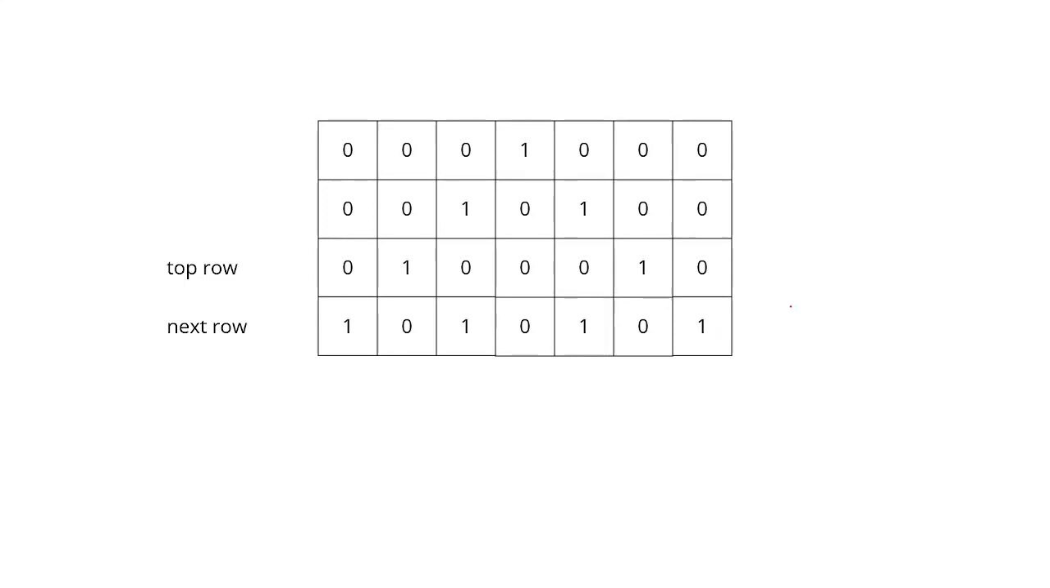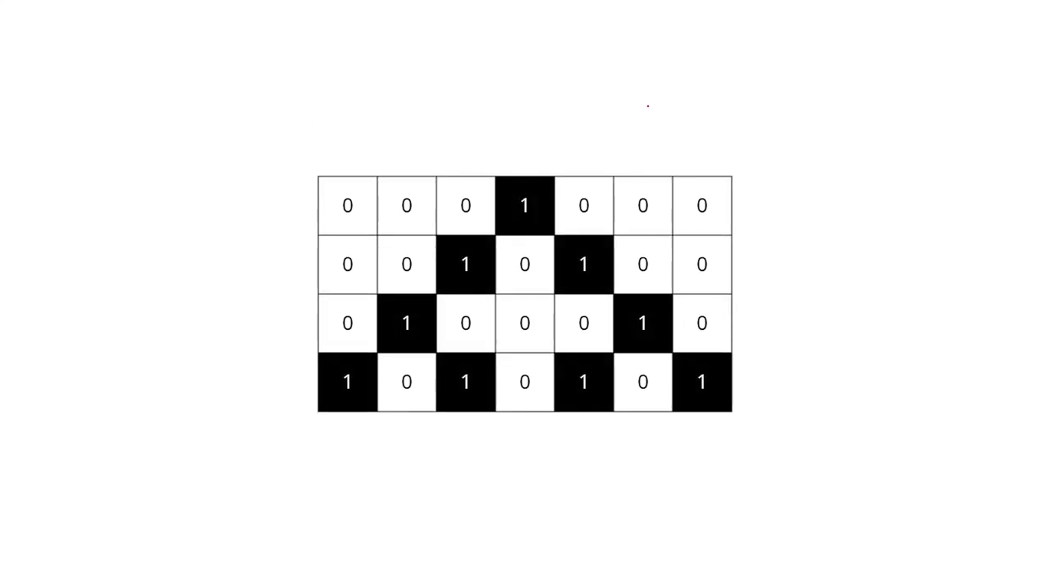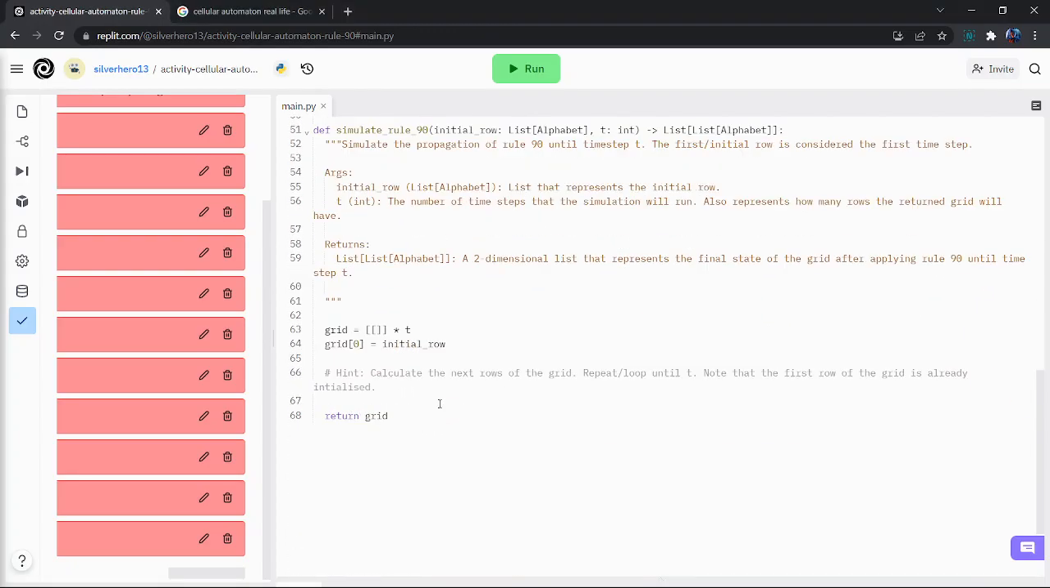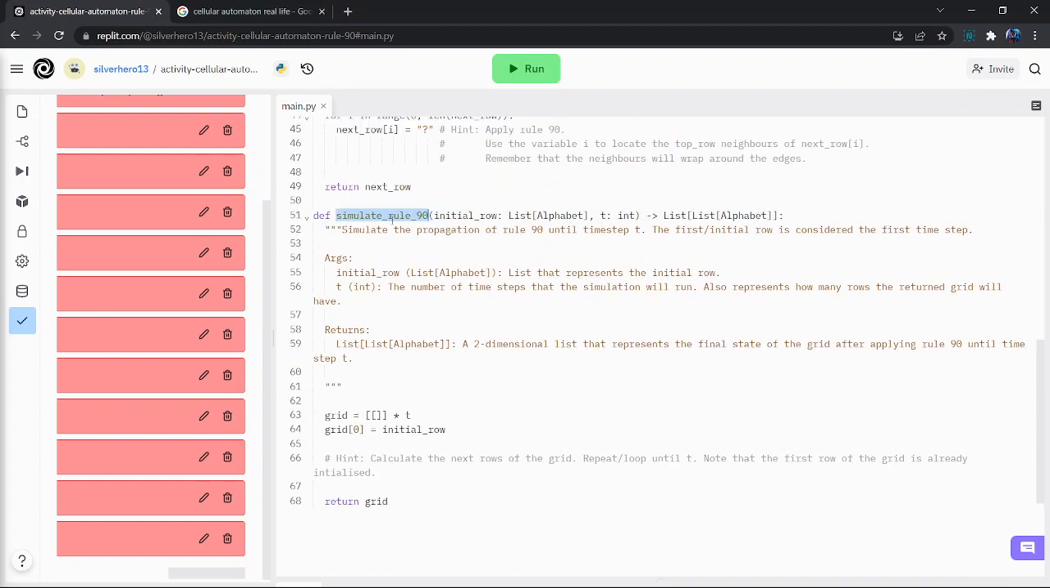Since it has been calculated, and you have reached the fourth time step, you then return the result. So the result is basically this. This is a list of lists. That is the return value of simulate rule 90.